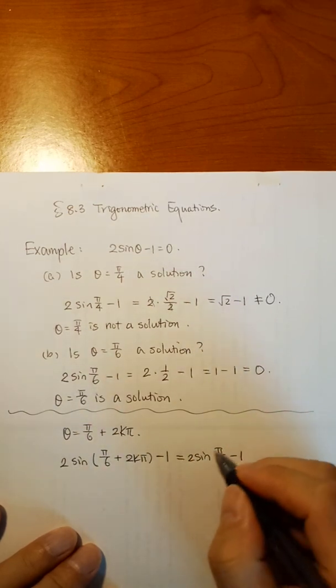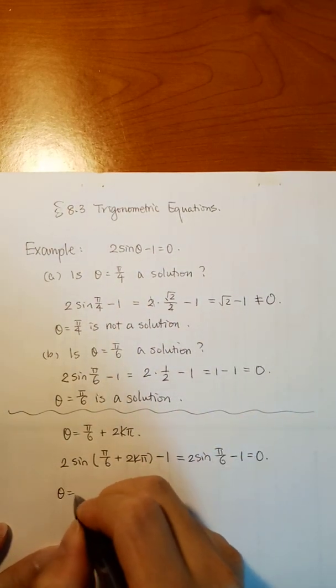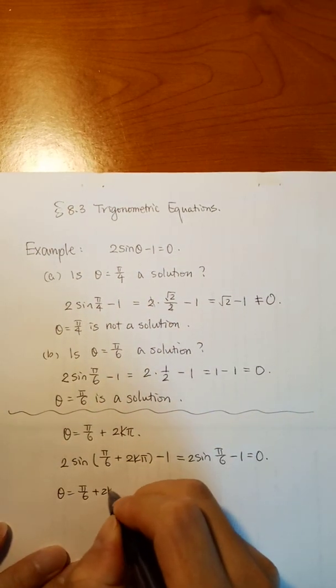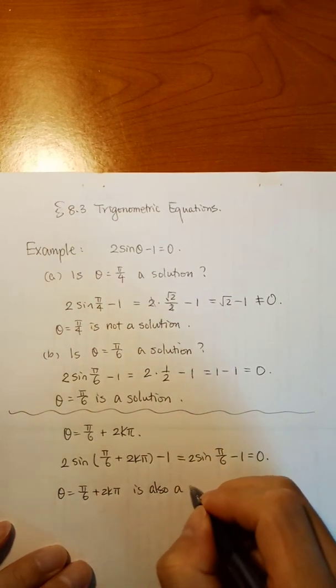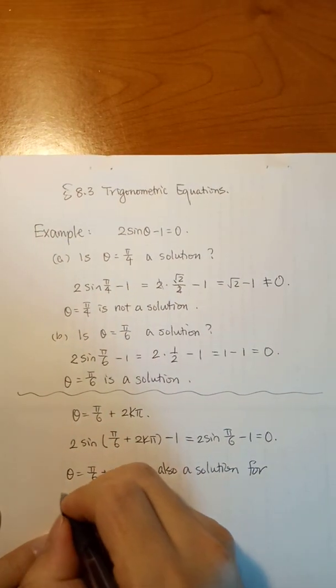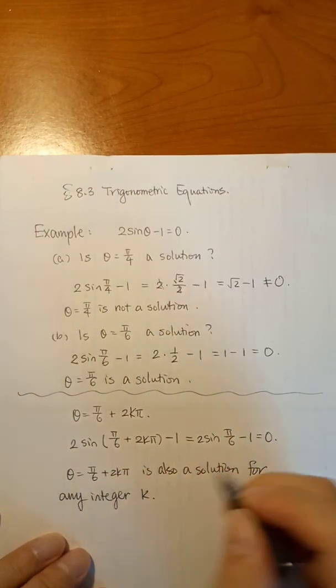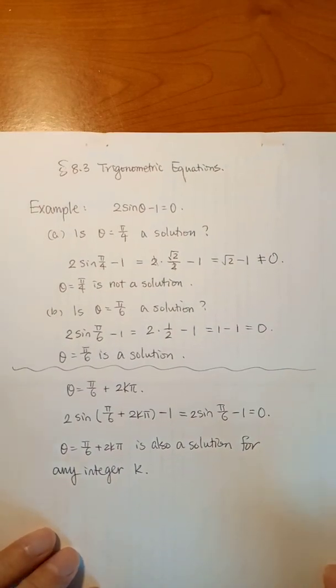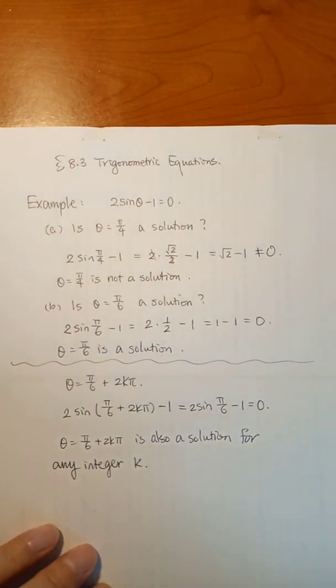And we just know that 2 sine pi over 6 minus 1 is equal to 0. So we can say theta equal to pi over 6 plus 2k pi is also a solution for any integer k, positive, negative, or 0. Because of the periodicity, the trigonometric equation may have infinitely many solutions. So this is a serious difference.